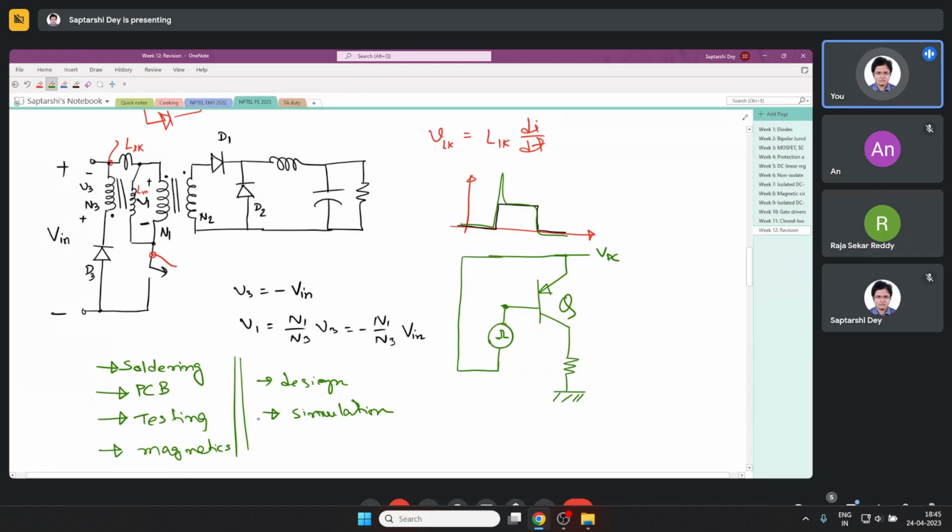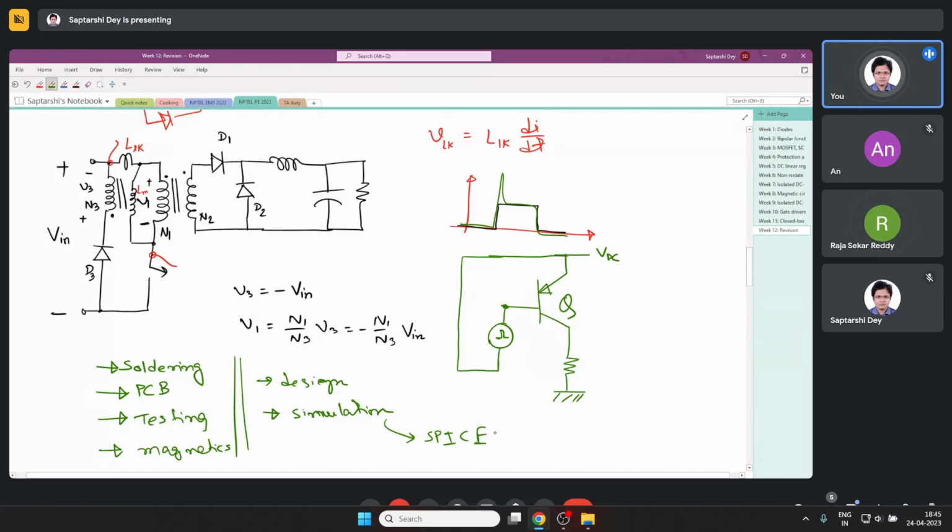They seek hands-on experience in power electronics. Which are the softwares which, if we know, they will prefer us? See, for simulation, the most generic software is SPICE. SPICE is a specific kind or a specific way of circuit simulation.